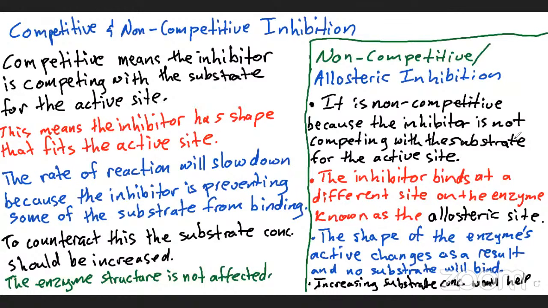So just remember, in allosteric inhibition, it is binding elsewhere on the enzyme, and it is going to change the active site. When you change the active site, the substrate is not going to bind to it. So because the substrate is not binding to your enzyme, it doesn't matter if you increase it, because it is not binding to it anyway. Increasing the amount of substrate will not help. All right, it will not increase the rate.